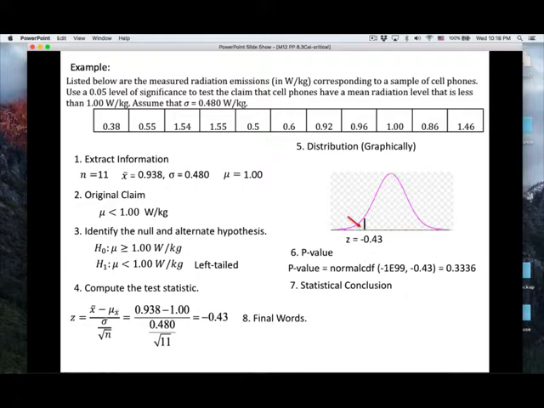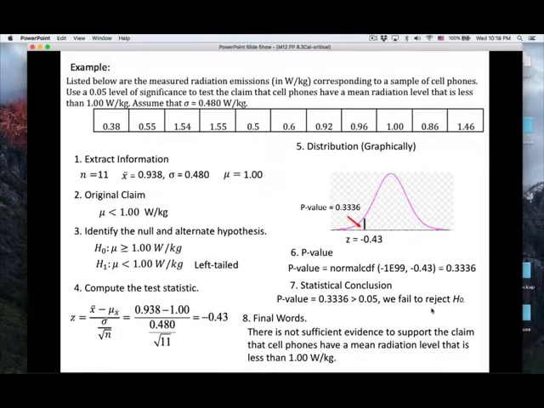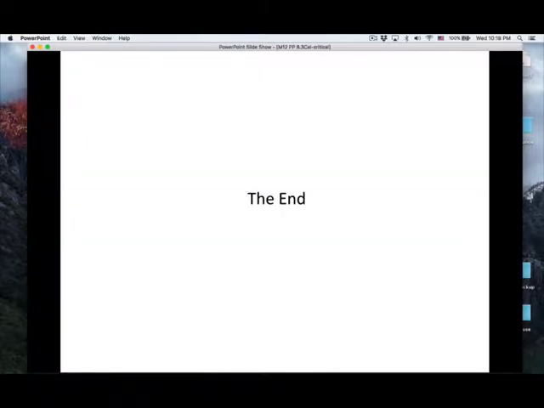Now compare this number with your significance level. So which is going to be greater than, right? So fail to reject. Okay, final conclusion. The original claim is the same as the alternate hypothesis. So that will be the number 3 or number 4 conclusion. And then we have a fail to reject. So that will be the number 4 conclusion. Okay, that's it.